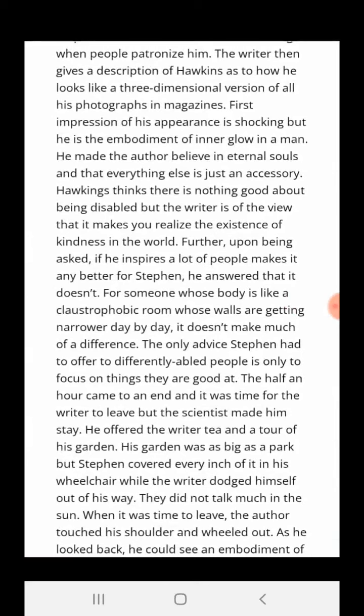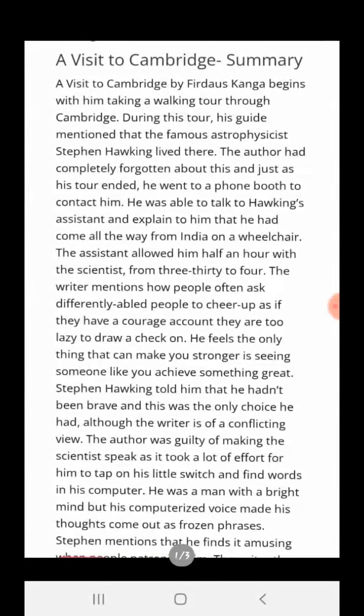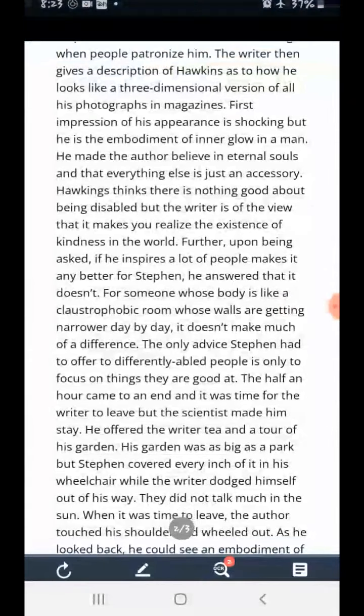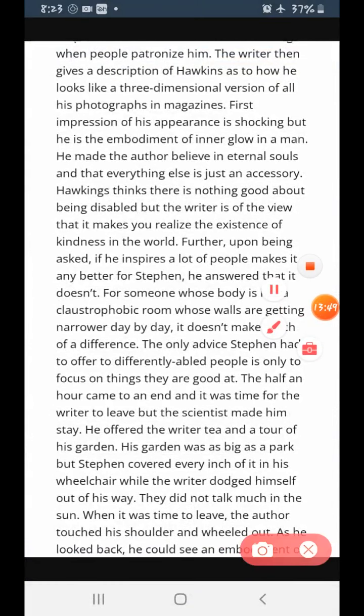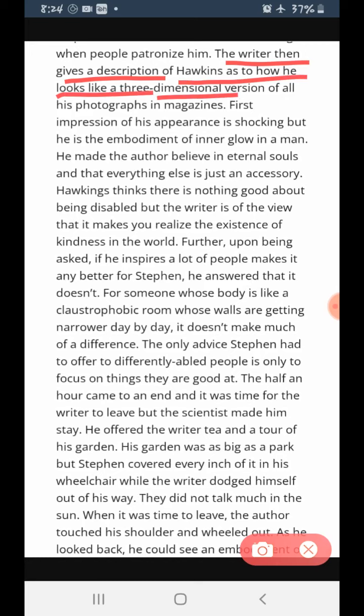The writer then gives a description of Hawking as to how he looks like a three-dimensional version of all his photographs in magazines. Okay, see here it is written Hawking, Hawkins, and here it is Hawking. Here is Hawking and here is Hawkins. Okay, fine. Now, the writer then gives a description of Hawking as to how he looks like a three-dimensional version of all his photographs in magazines. Okay, this is what he means to tell.